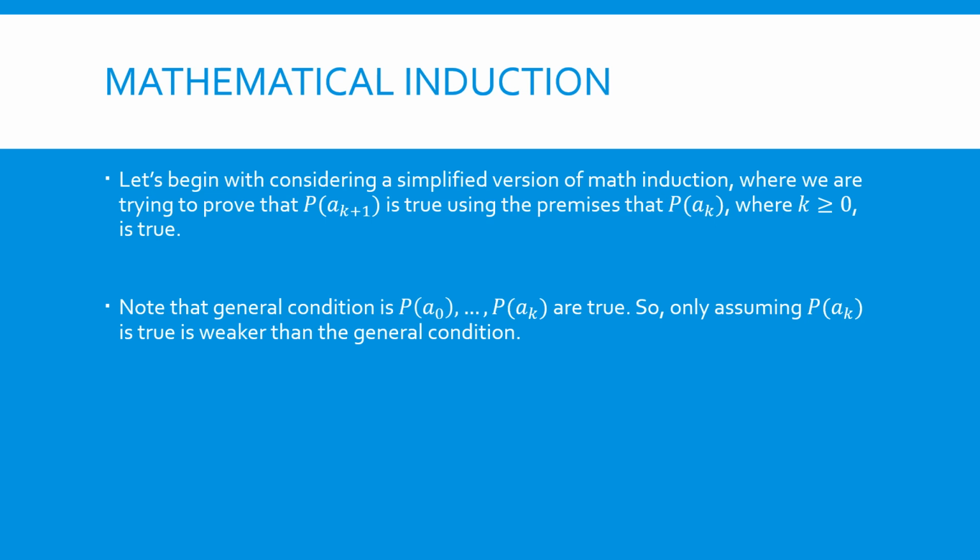We will begin by investigating the logic with a special case. Say we are trying to prove P(a_{k+1}) when P(a_k) is true, where k is larger than or equal to 0. That is, we do not require the proposition P to be true for all terms preceding a_{k+1}, just that P(a_k) is true. Let's see what we can get if we can prove P(a_{k+1}) using P(a_k).